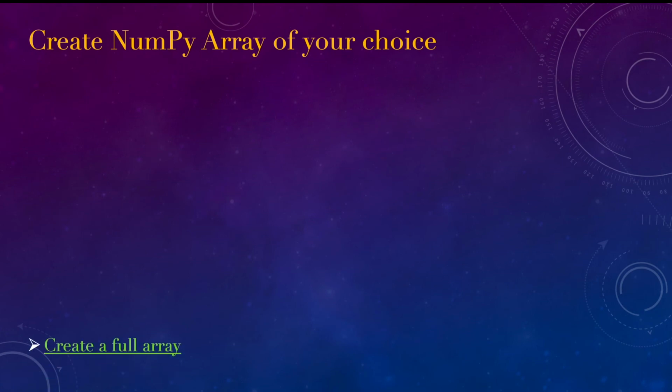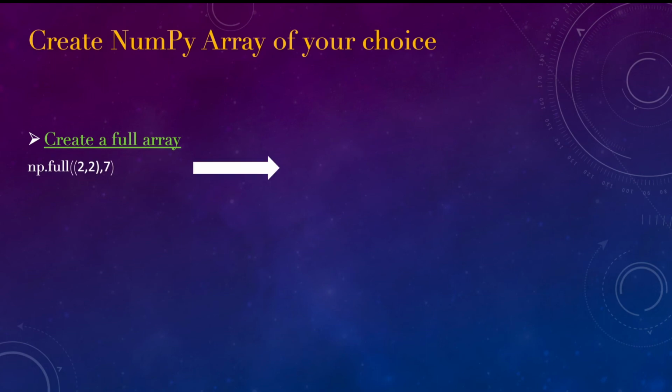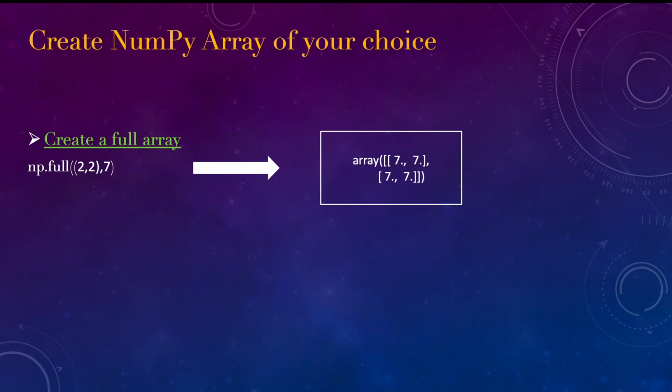Now let's see how to create a full array. We call the full function and we have passed the values 2, 2 and 7. This 2, 2 will create a 2-dimensional array with 2 1D arrays and 2 elements in each 1D array, and that will be filled with value 7.